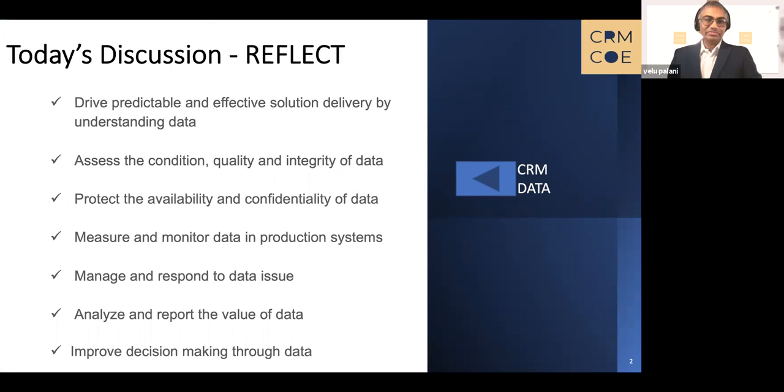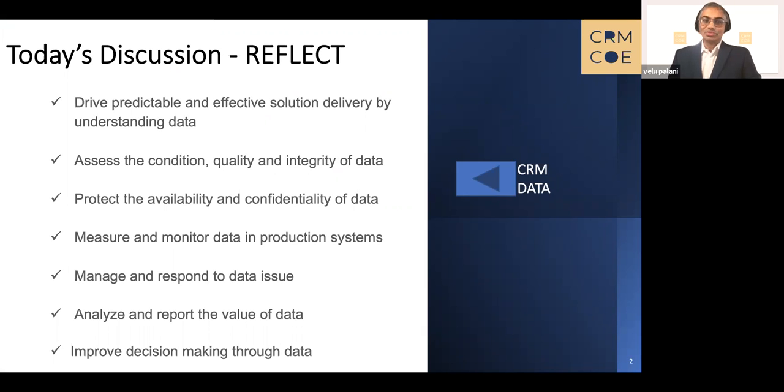Today's discussion, we will briefly touch upon these points. When you talk about data, predictability is an important piece. Drive predictable and effective solution delivery by understanding the data. You've got to understand the data. Unless you understand, there is no predictability.